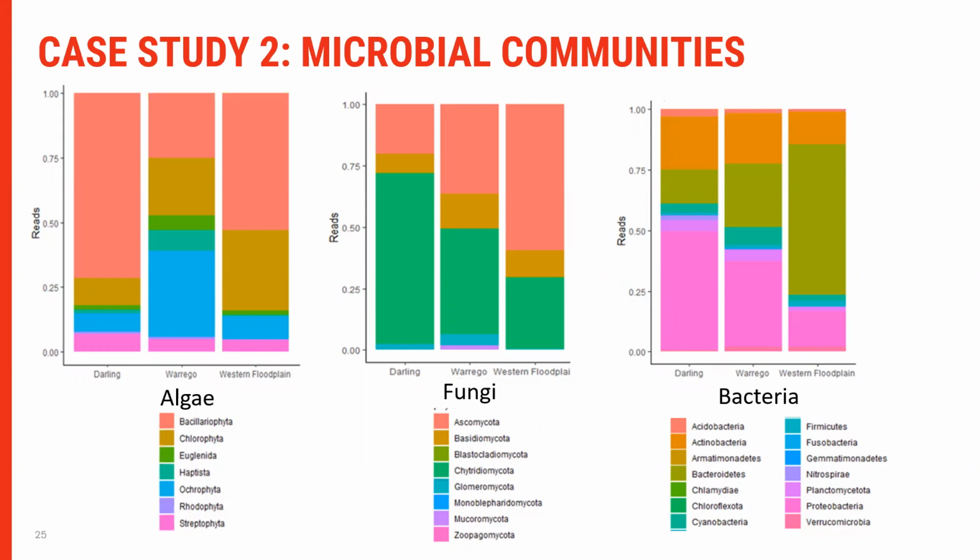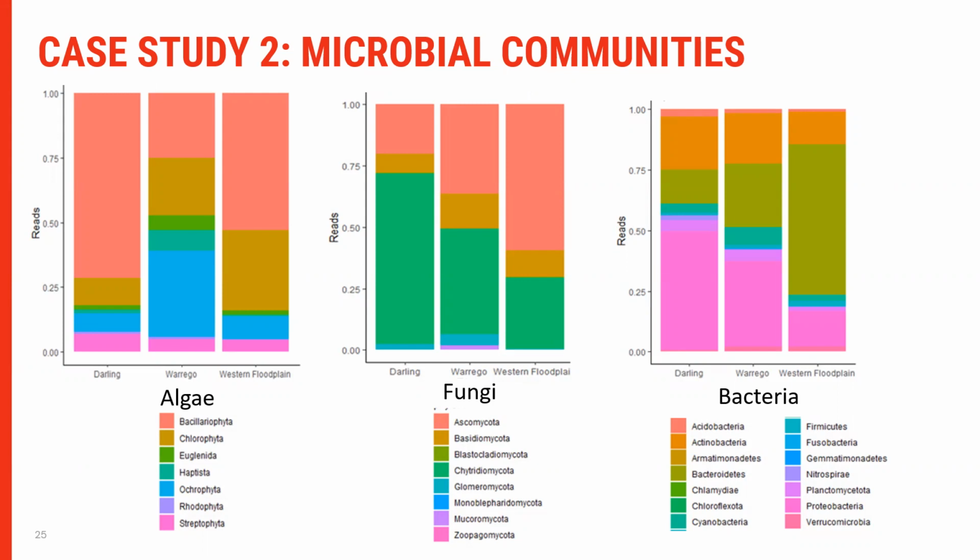So here, for example, for algae, you can see diatoms dominate the Darling compared to the Warrego, whereas in the Warrego you have this Ochrophyta, which tends to be a golden brown algae, more abundant within that system. And when I say abundant, these are reads, so it's not true abundance. It's just indicative of what might be happening. In fungi, you get similar differences. So Chytrid fungi is higher in the Darling compared to the other sites.